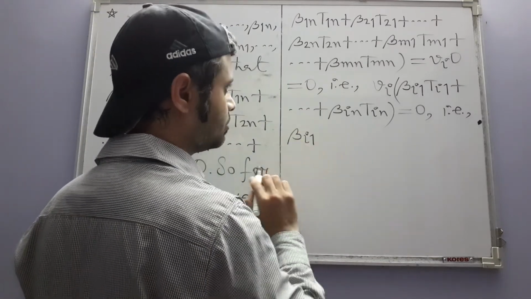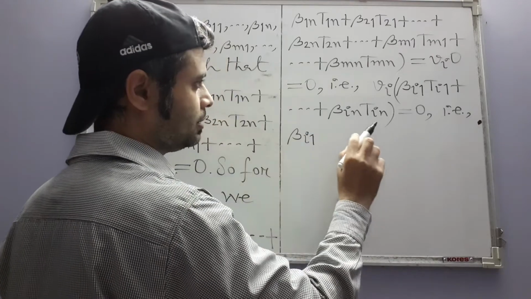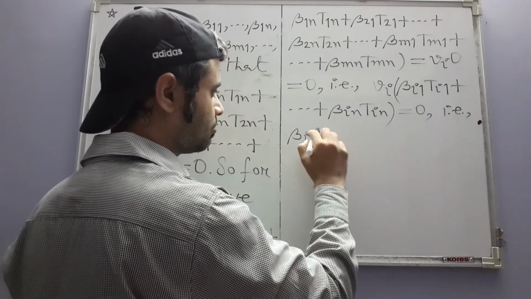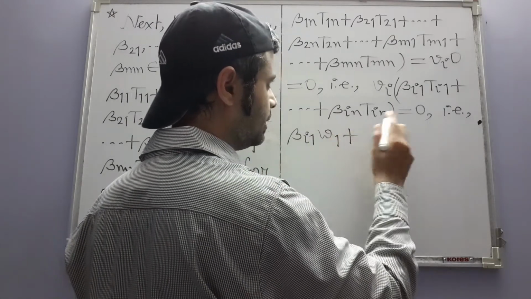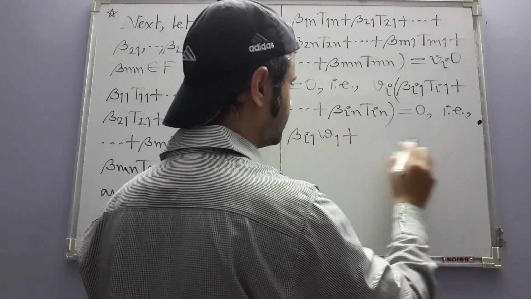That is, beta i1 Vi Ti1 will be W1, Vi Ti2 will be W2, and it will go like this.